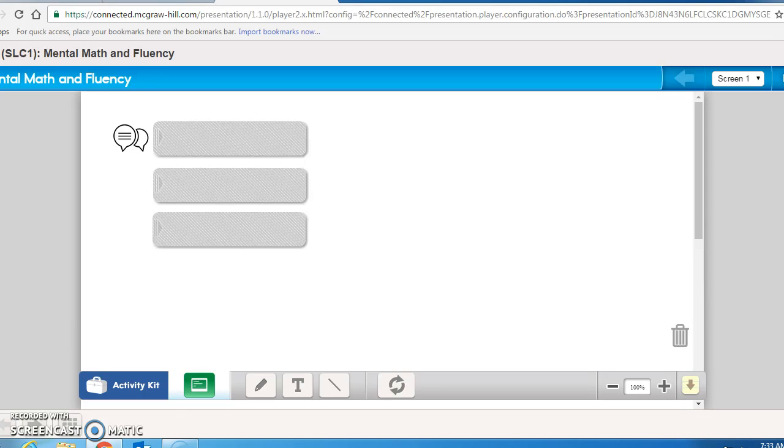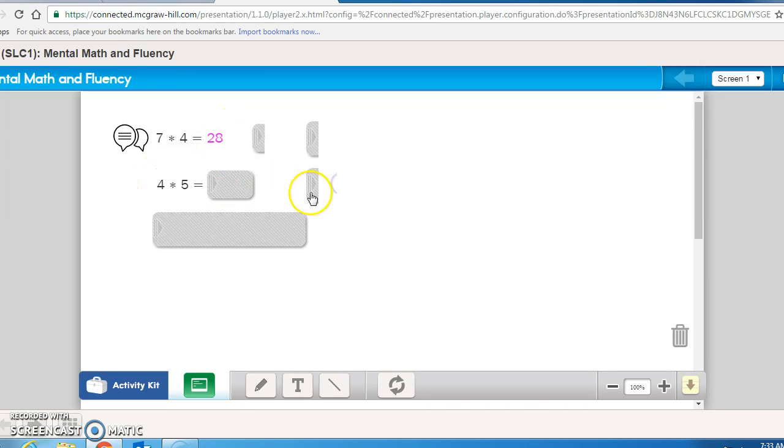First, let's look at our mental math and fluency. 7 times 4, 28. 4 times 5, 20. And 3 times 6, 18. Remember to practice these facts every night so that you become almost automatic with your responses with these multiplication facts.